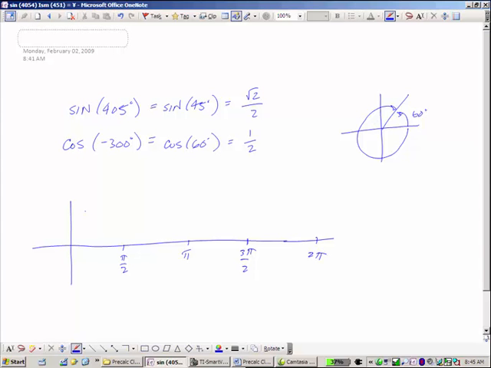So let's take the sine function, sine of x or sine of theta. All right, what is the sine of 0? You tell me because you have it memorized. 0. So 0, 0 is a point on that graph.